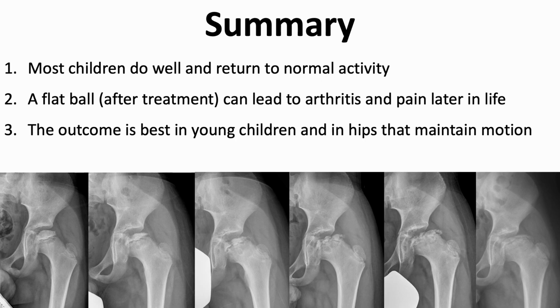In summary, most children with Perthes disease do well and return to normal activity. However, having a ball which is not round can lead to arthritis and pain later in life. The outcome is better with younger children and in hips that keep all of their movement. Finally, in some severe cases, in which the round shape of the femoral head cannot be maintained, pain may develop as a teenager, requiring further treatment.